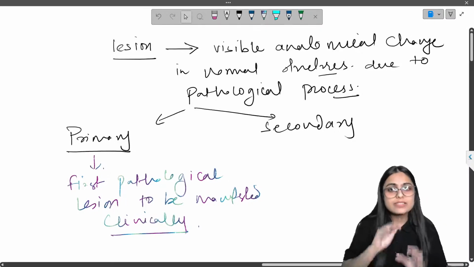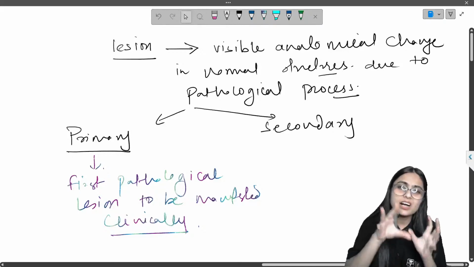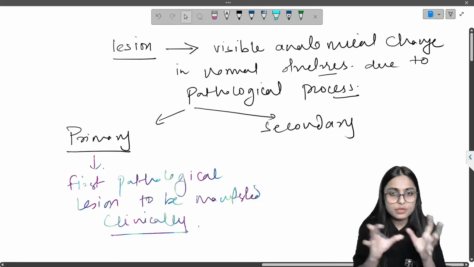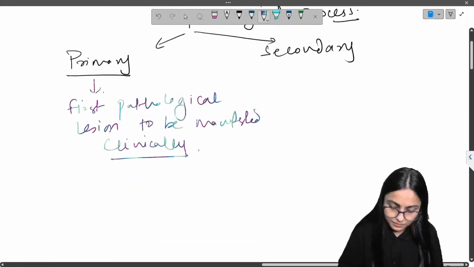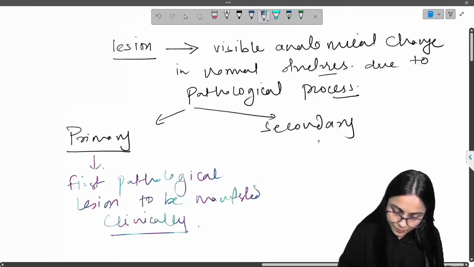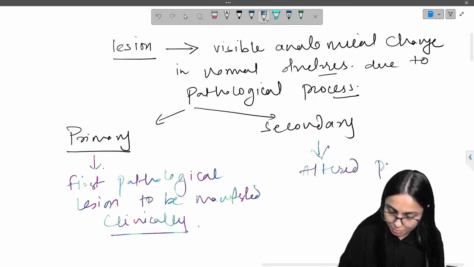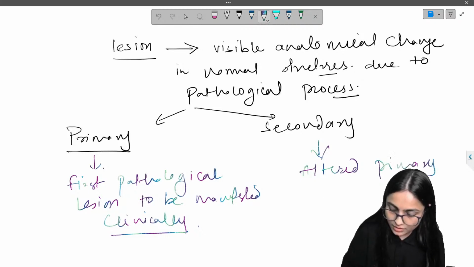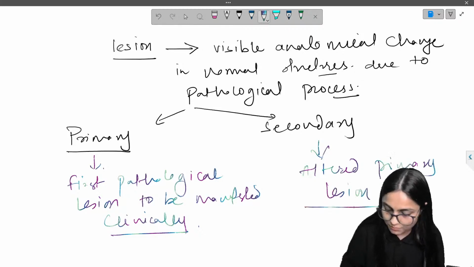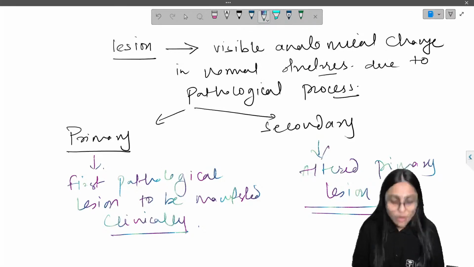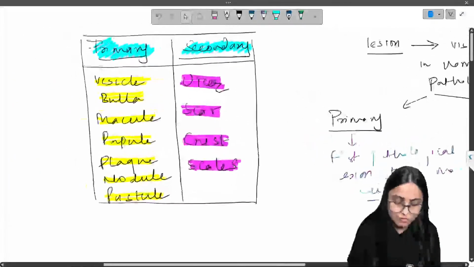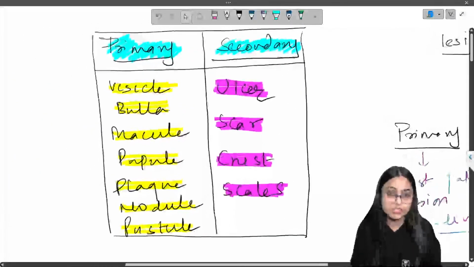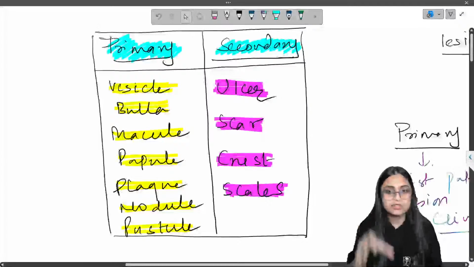All right. Now, what is a secondary lesion? A secondary lesion is just an altered primary lesion. I'll give you an example of both. I have put a table wherein I have entered the names of primary lesions and secondary lesions. So please note this down.